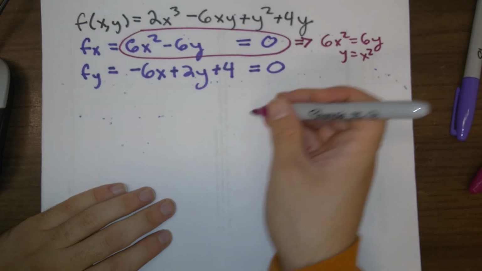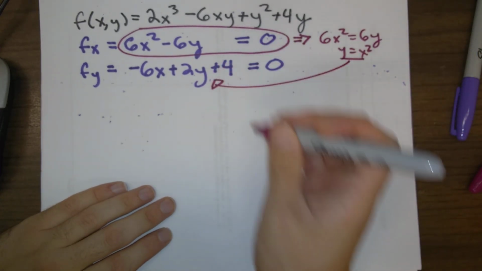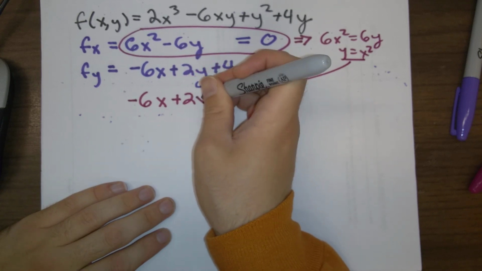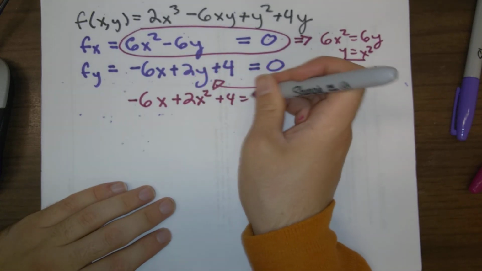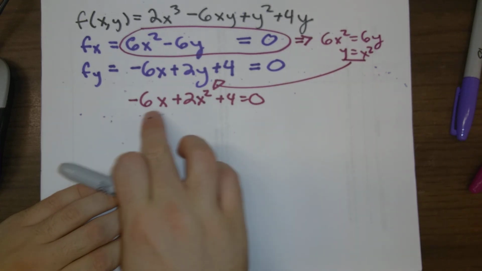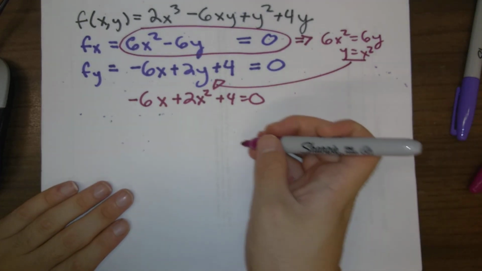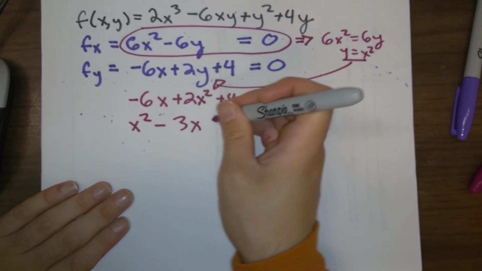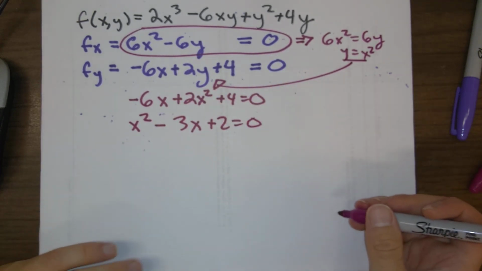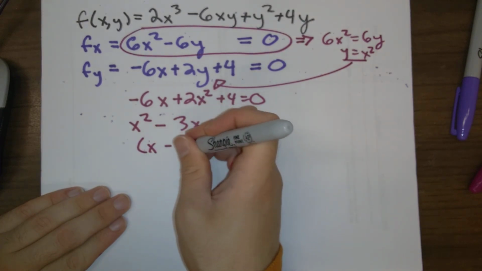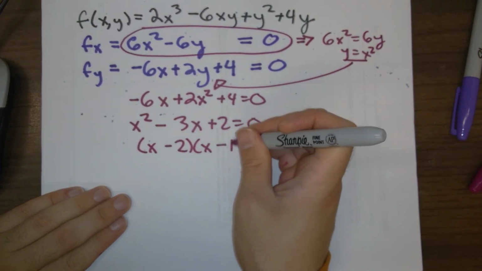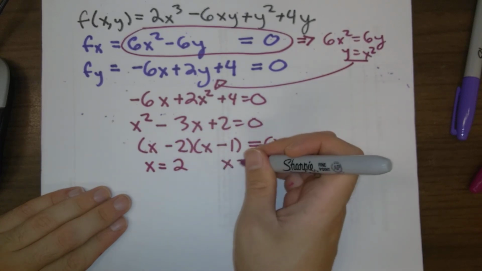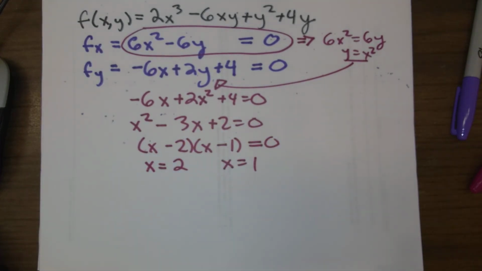Let's substitute that into the second equation. So minus 6x plus 2x squared plus 4 is equal to 0. All of the coefficients are even, so I can divide by 2 and rearrange to get x squared minus 3x plus 2 is 0. Quadratic equation, this factors nicely. x minus 2 times x minus 1 is equal to 0. So I get two possible values for x, 2 and 1.